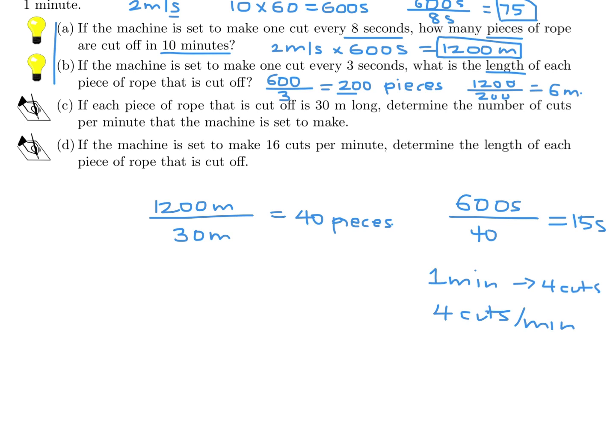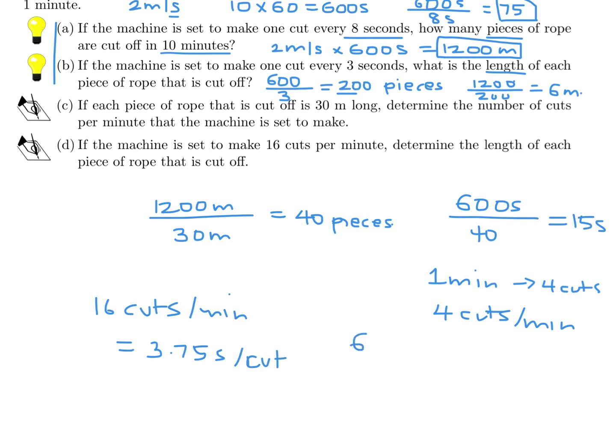And finally, if the machine is set to make 16 cuts per minute, determine the length of each piece of rope that is cut off. Okay, so 16 cuts per minute. So that means 3.75 seconds per cut, right? You just take 60 divided by 16.